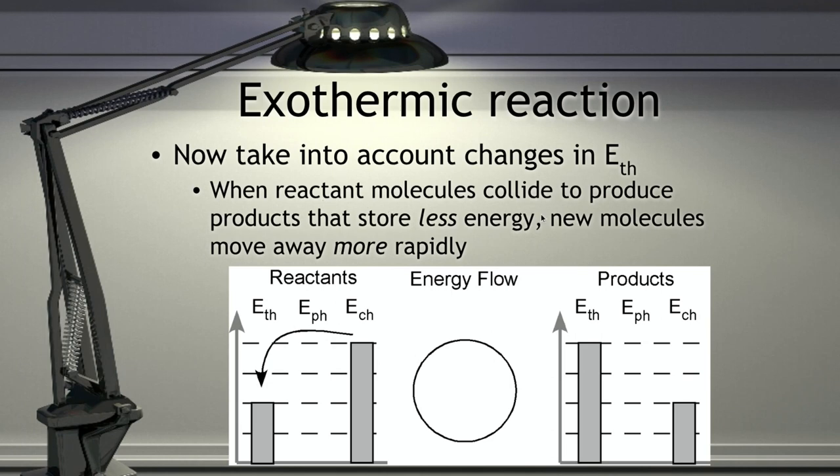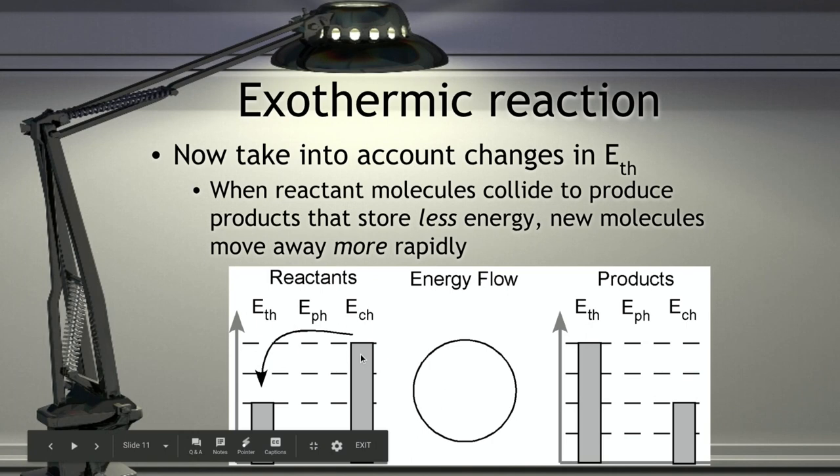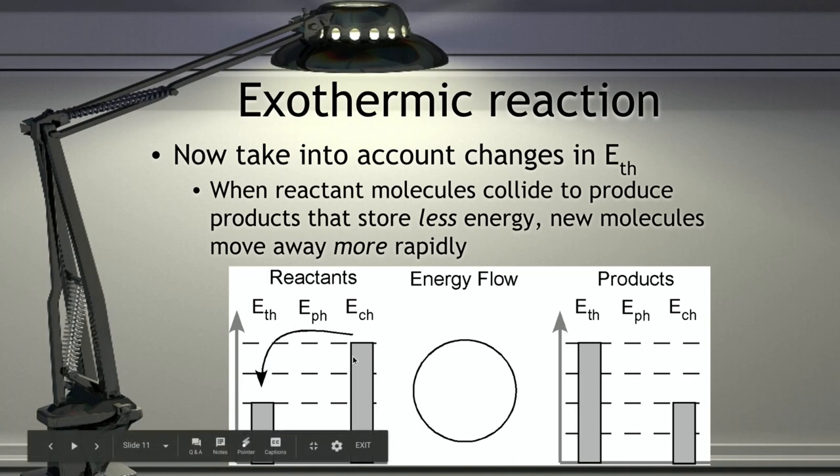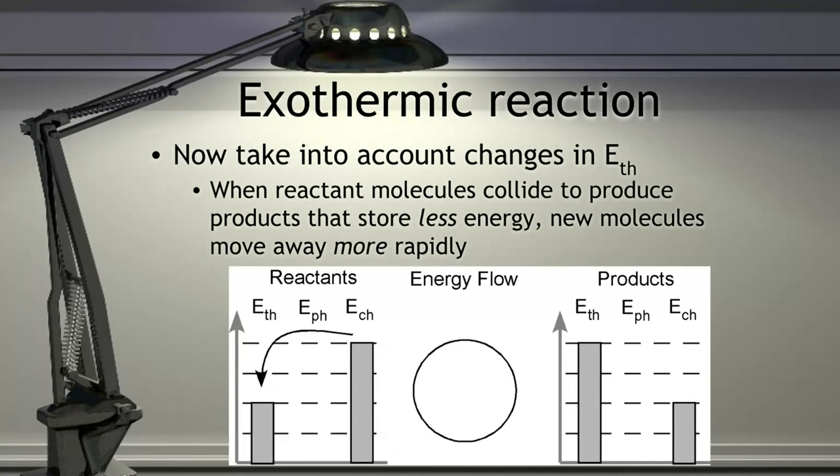When reactant molecules collide to produce products that store less energy, the new molecules move away more rapidly, okay? So what that means is internally in my system, chemical energy is like potential energy. It's like if I hold a book above my head and I don't move it, it has a high potential energy because it has the potential to drop. But if I have the book on the floor, it's got low potential energy. It's probably not going to do anything else unless I kick it, right? And that means I have to add energy to it.